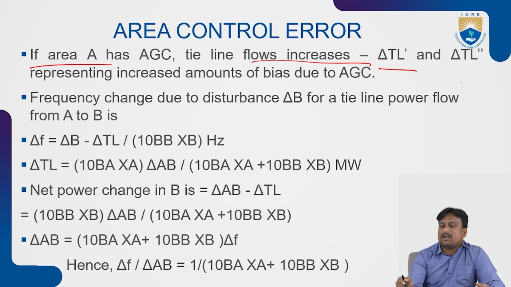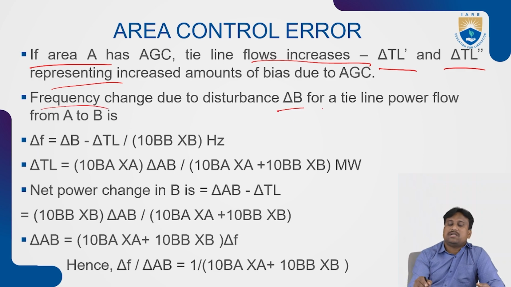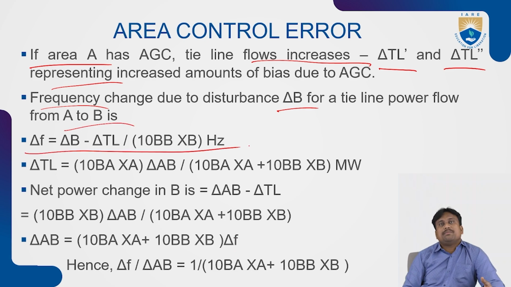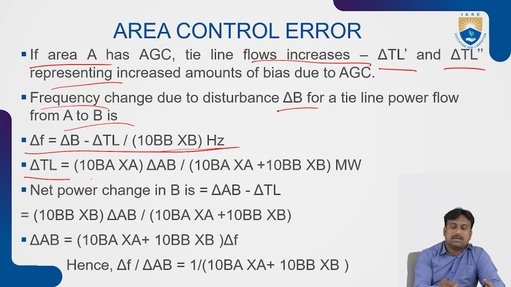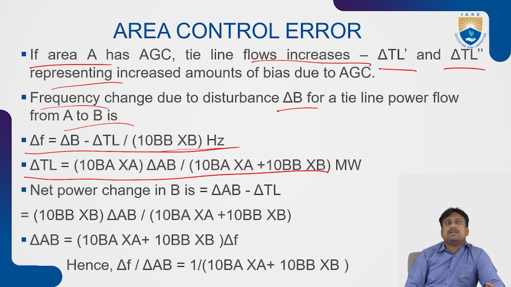So if area A has AGC, then tie line flow increases. That means delta TL and delta TL double dash represent the increased amounts of bias due to AGC. The frequency change due to disturbance delta B for a tie line power flow from A to B is going to be considered. That delta F is delta B minus delta TL by 10 BB into B, which is represented in Hz. The delta TL coefficient becomes 10 BA into A with the delta AB by 10 BA into A plus 10 BB into B.